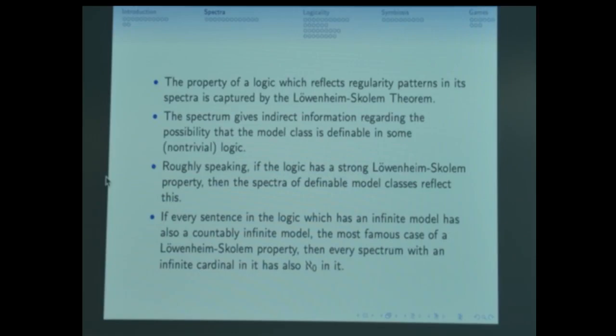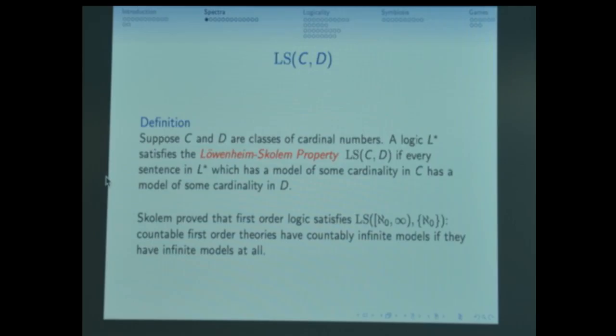So let's think about a property of a logic which reflects some regularity, captured, for example, by the Löwenheim-Skolem theorem. Roughly speaking, if the logic has a strong Löwenheim-Skolem property, then this will be visible in the spectrum. If every sentence in the logic which has an infinite model also has a countable model, then every spectrum with an infinite cardinal in it also has aleph zero in it. So here's the definition. Suppose C and D are classes of cardinal numbers. A logic L star satisfies L-S of C, D if every sentence in L which has a model of some cardinality in C has a model of some cardinality in D. So Skolem's first order logic satisfies this.